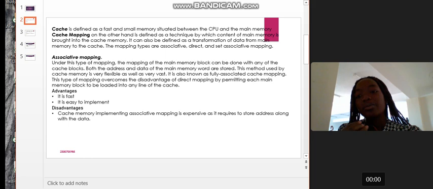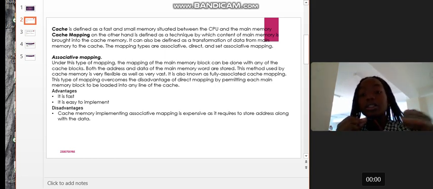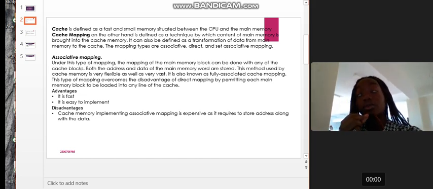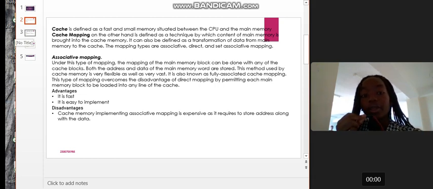Actually, in other words, it's known as fully associative cache mapping. This type of mapping overcomes the disadvantage of direct mapping by permitting each main memory block to be loaded into any line of the cache. One of the advantages of this type of mapping is that it is fast, since it can be done with any of the blocks, and it is also easy to implement. But the disadvantage, however, is that the cache memory implementing this type of mapping is expensive, as it requires storing the address along with the data, which makes it very lengthy.